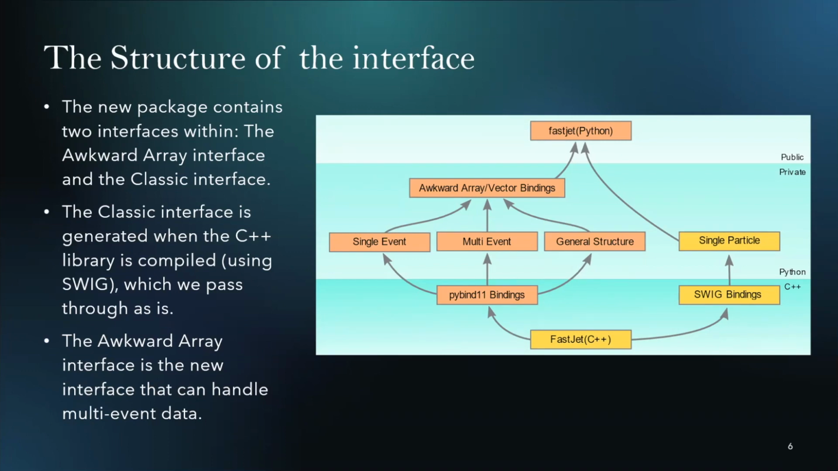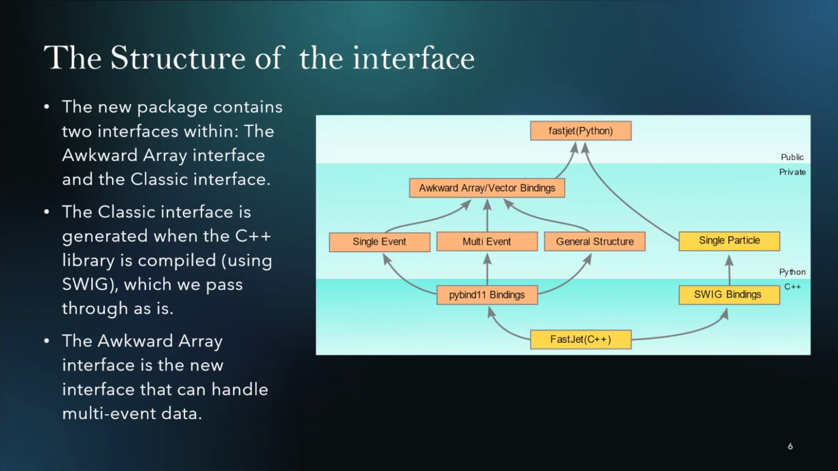There's the Swig bindings, and then there's the Python interface, that's the single particle Python interface. On the other hand, you have the PyBind11 bindings that have been written by me, and then they diverge into three different cases, where you have the single event, multi-event, and general structure case, which represents the three types of awkward arrays that this library can handle.